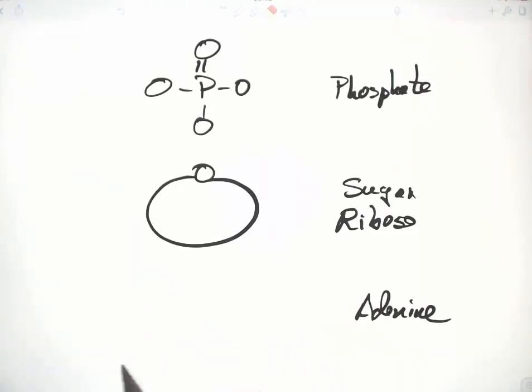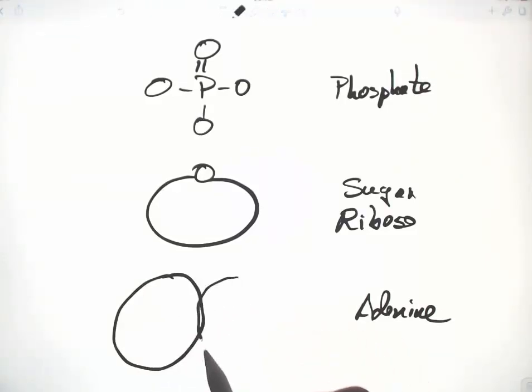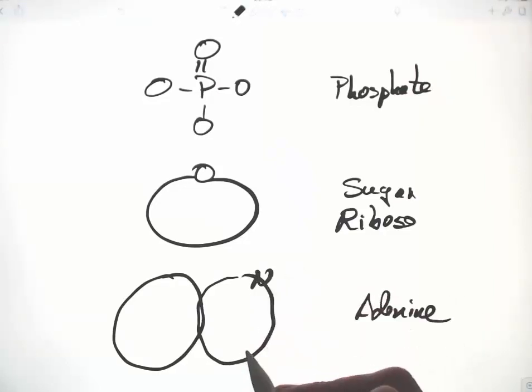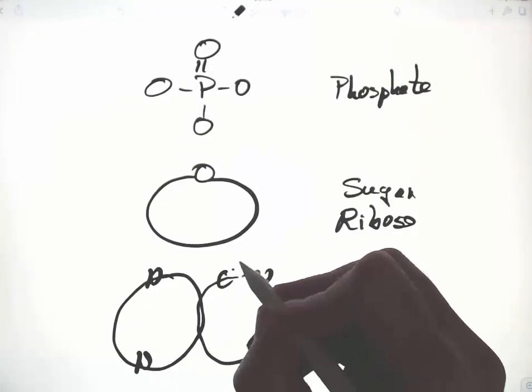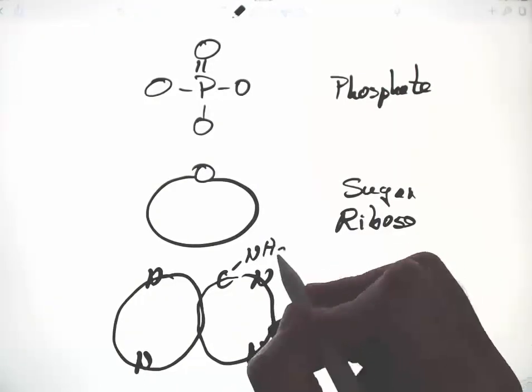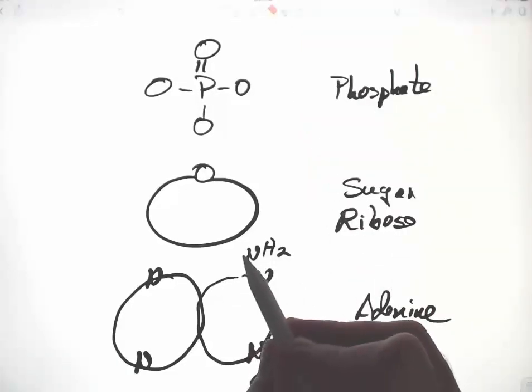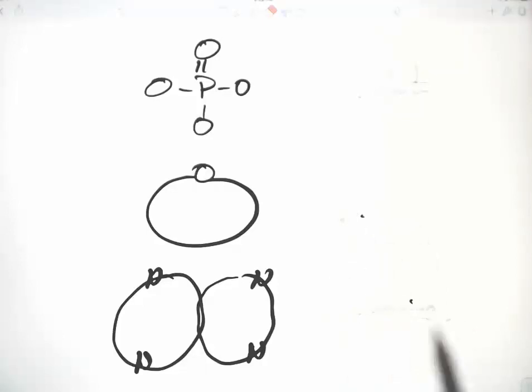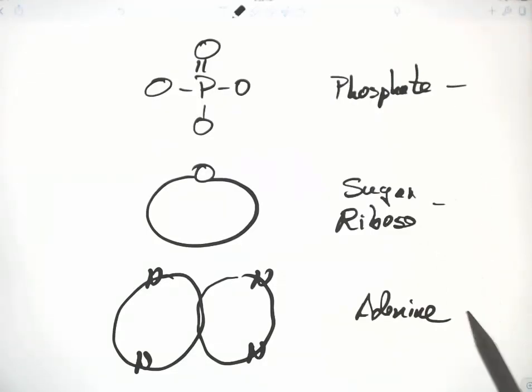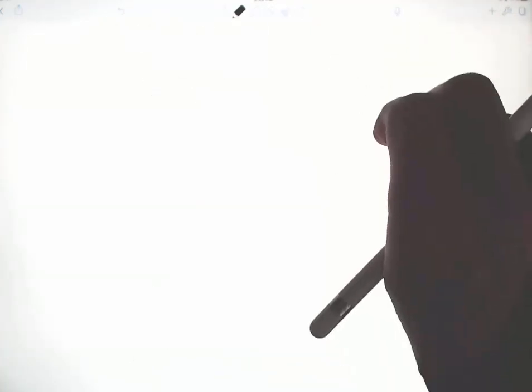And then the adenine is two rings, each with two nitrogens. And again, here you might decide to add the amino group on one of these carbons, or you might decide to leave it off. Again, you can erase the words and write them down again. You can erase the sketch and practice again. Once those are clear, now you can combine them.